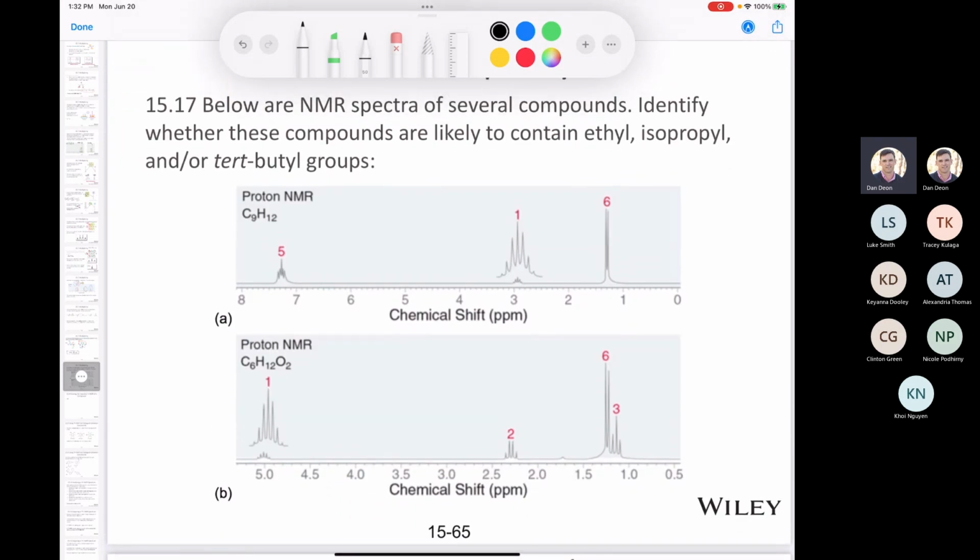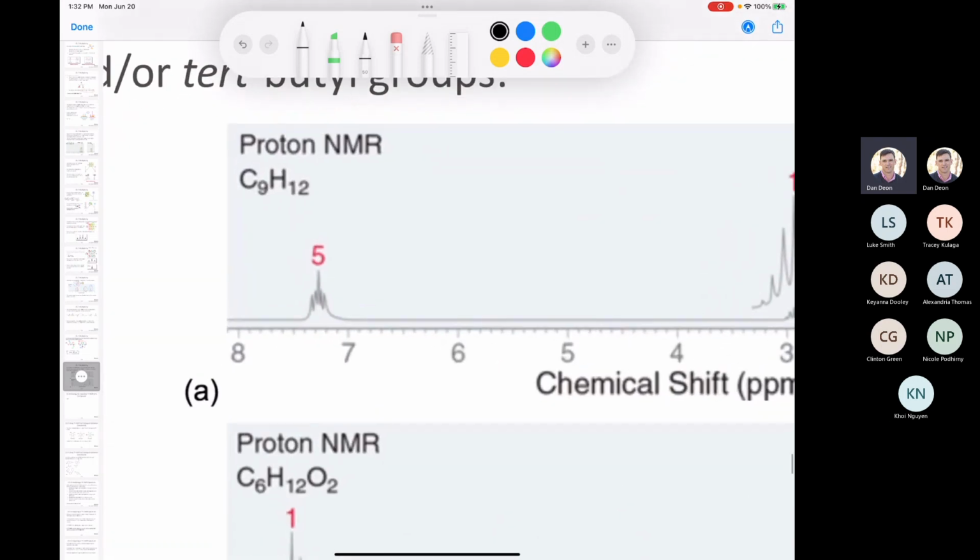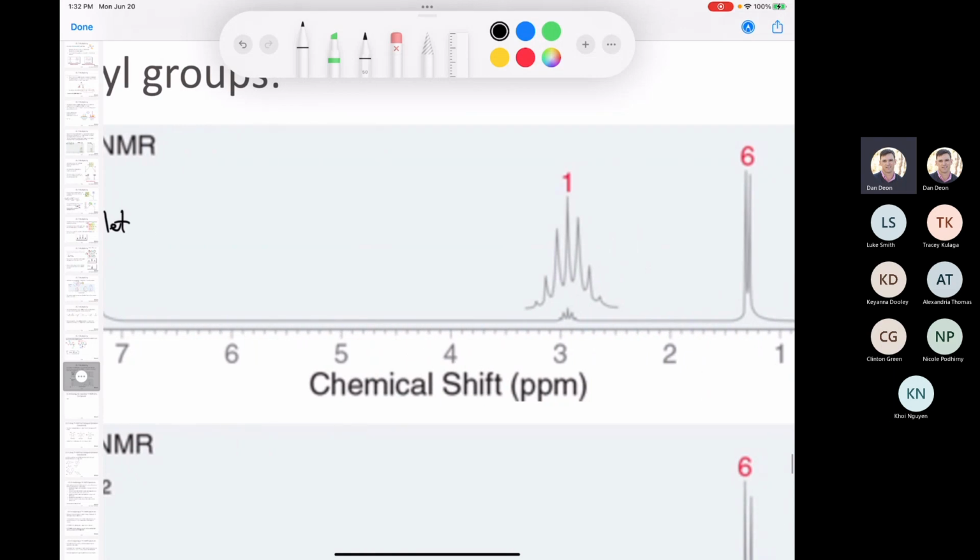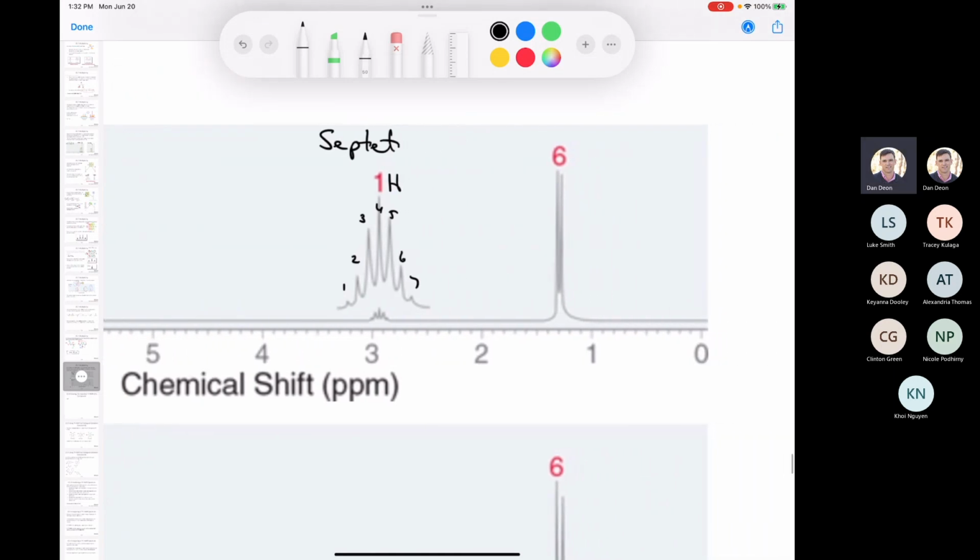Question 15.17 asks us, below are some NMR spectra. Identify whether these compounds are likely to contain an ethyl, an isopropyl, or a tert-butyl group. If we look at A, you can see we have a multiplet down here above 7. Then this one here has a total of 1, 2, 3, 4, 5, 6, 7 peaks, so this is a septet, and it integrates for 1 proton. And then over here we have a doublet that integrates for 6 protons.